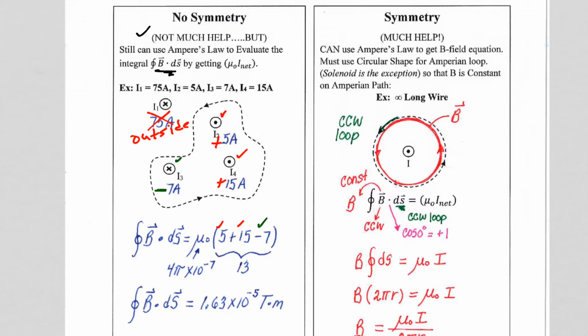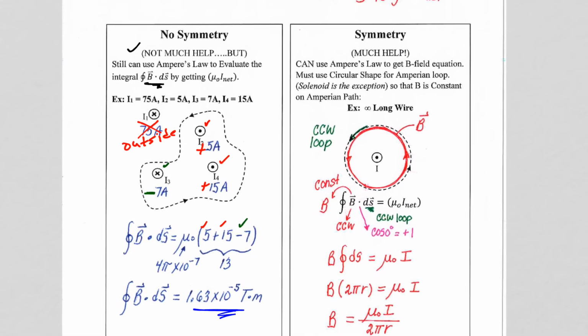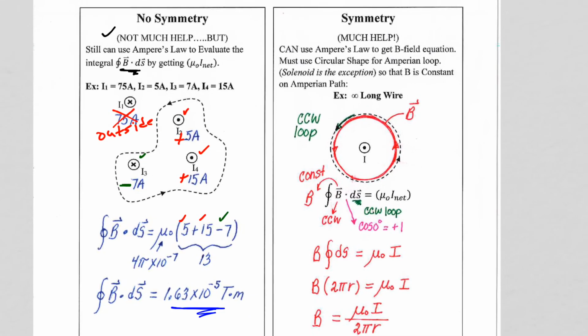You'll multiply by mu naught, which is 4 pi times 10 to the minus 7, not something you have to memorize. So that is how to evaluate the integral. In terms of physical interpretation, we will not use it for that. So no symmetry was not much help. Symmetry, much help. Why much help?